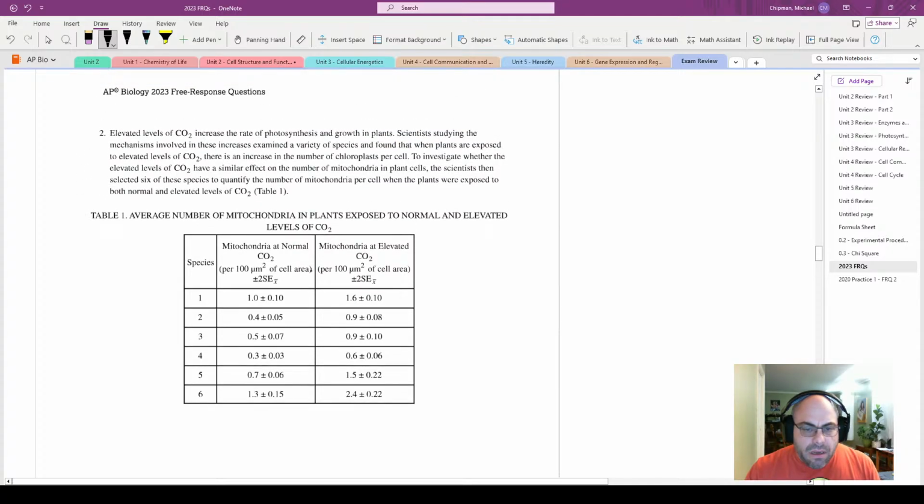And this is an interesting bar graph because each species is going to get 2 bars, right? Species 1 is going to get a bar for normal CO2, and species 1 is going to get a bar for elevated CO2. And so I would set up my x-axis to have 6 groups, and each group would have 2 bars. That's what I would do.